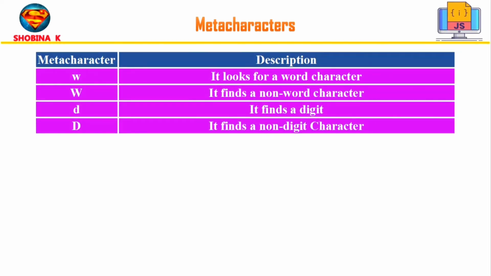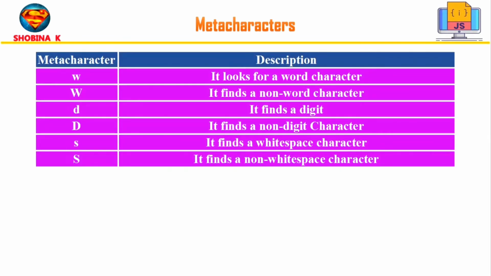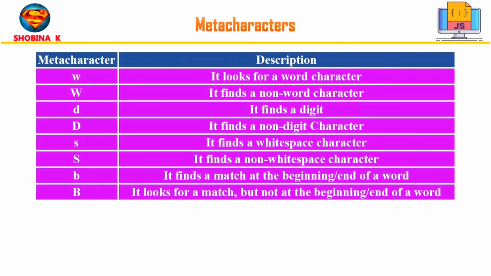In the same manner, we have a small letter \s and the capital letter \S. The small letter s will find the white space characters present in your string, whereas the capital letter S will find the non-white space characters in your string. That is, the small letter s will match the white spaces and the capital letter S will match other than the white spaces. And next we have the small letter \b and the capital letter \B. The small letter b will find a match at the beginning or the end of the word, whereas the capital letter B will look for a match but not at the beginning or end of the word.